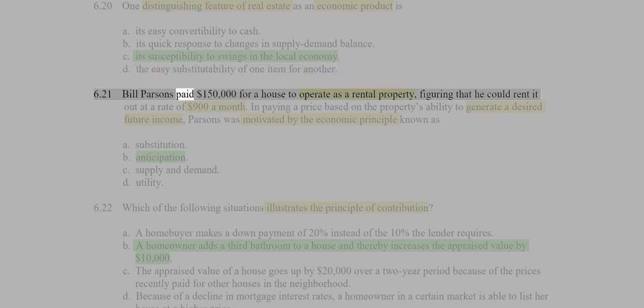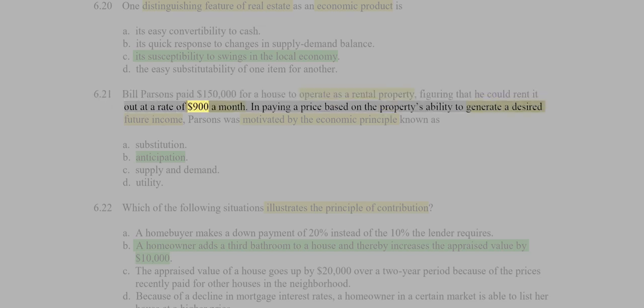6.21 Bill Parsons paid $150,000 for a house to operate as a rental property, figuring that he could rent it out at a rate of $900 a month. In paying a price based on the property's ability to generate a desired future income, Parsons was motivated by the economic principle known as A. Substitution, B. Anticipation, C. Supply and demand, D. Utility.